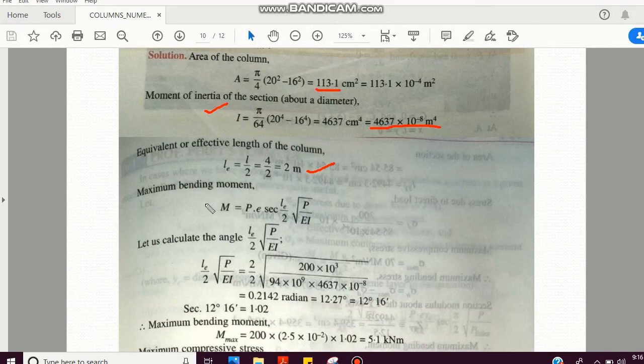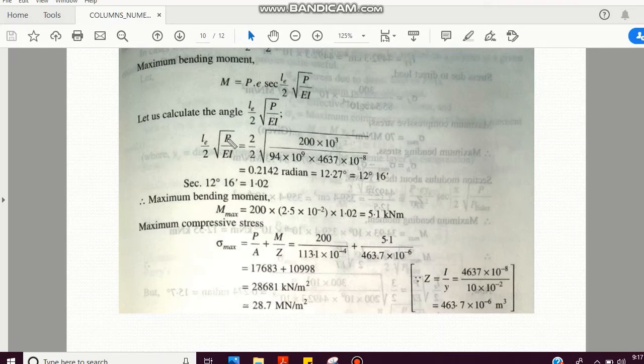The maximum bending moment M, capital M, equals force into eccentric distance e, P into e into sec of LE by 2 root over P by EI. So now we have to calculate this angle, that is LE by 2 into root over P by EI. This is the angle of this trigonometric function sec. So we have to calculate this value.